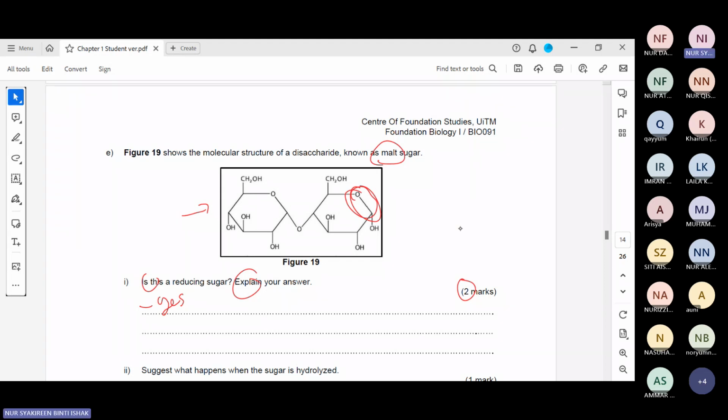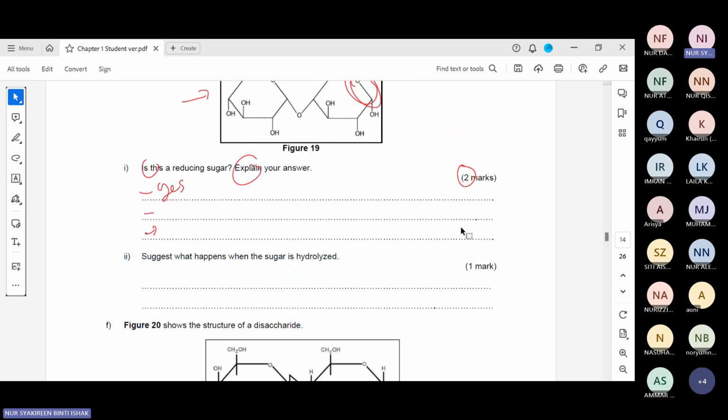Aldehyde group which changes, and then another point, it changes the color of Benedict solution from blue to brick red, or the colors I mentioned earlier: green, yellow, orange, until brick red. Okay, and then you can also say it reduces copper 2 to copper 1 ion, the same answer as the previous question.